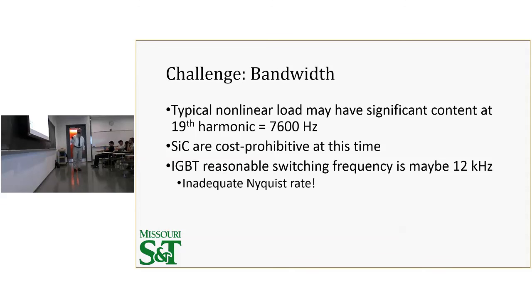It's not unreasonable to have 19th harmonic content in a nonlinear load, like a 6-pulse rectifier. So that's 7,600 hertz, so we're pushing our bandwidth here. Silicon carbide we looked at, but it's too expensive right now for this application. So IGBTs are maybe switching at 12 kilohertz. You can't possibly even sense the 19th harmonic then.